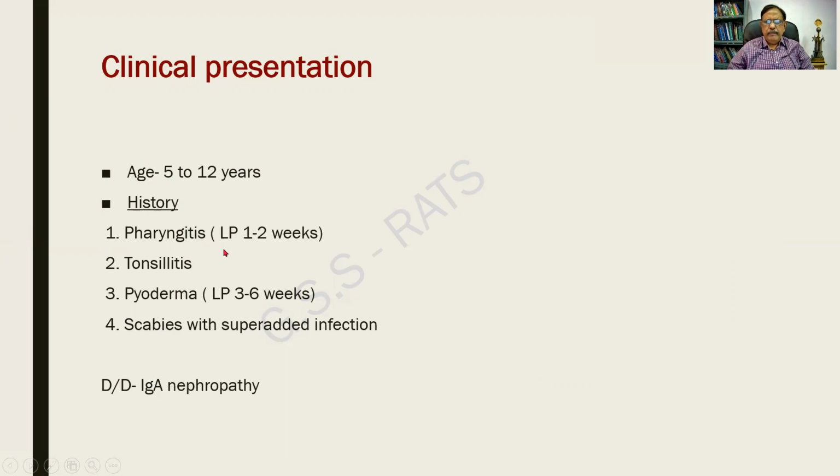And the latent period is given here. It varies from 1 to 2 weeks in pharyngitis, and 3 to 6 weeks in pyoderma. One of the differential diagnoses is an IgA nephropathy. What it is, we shall see later.